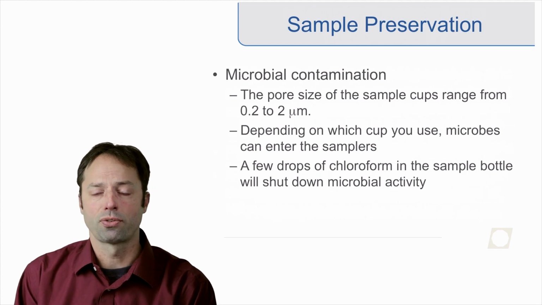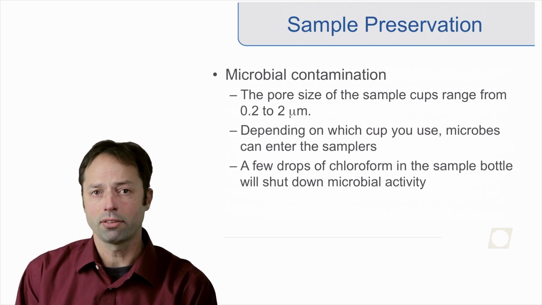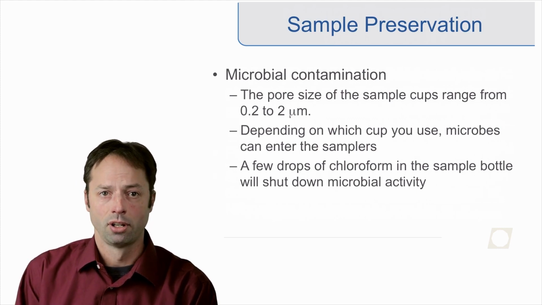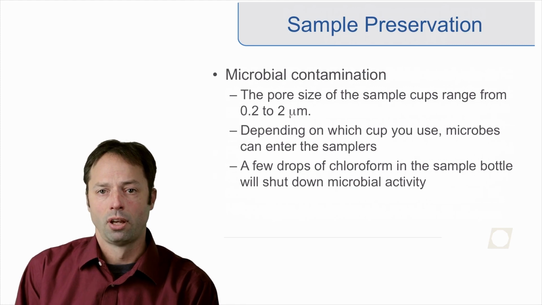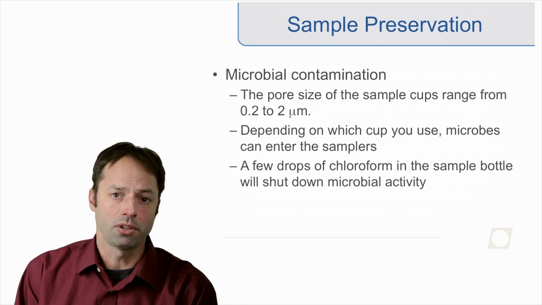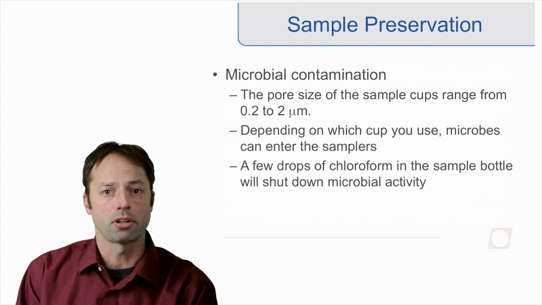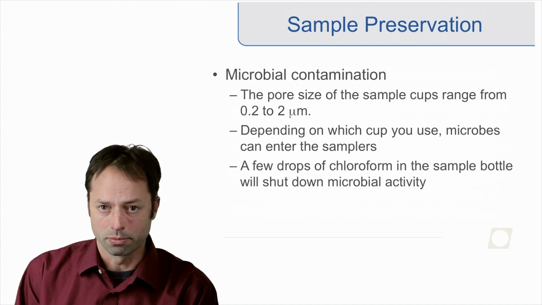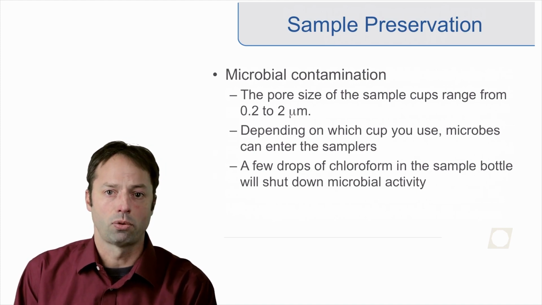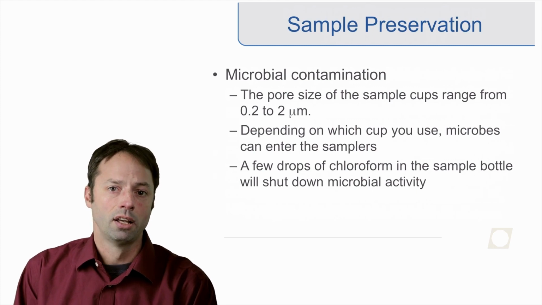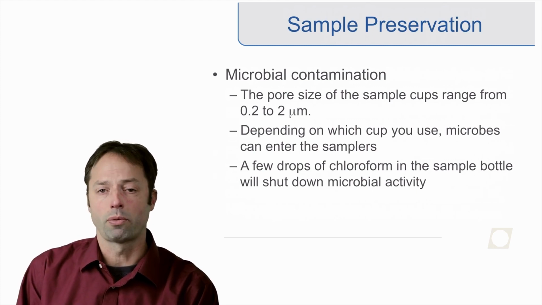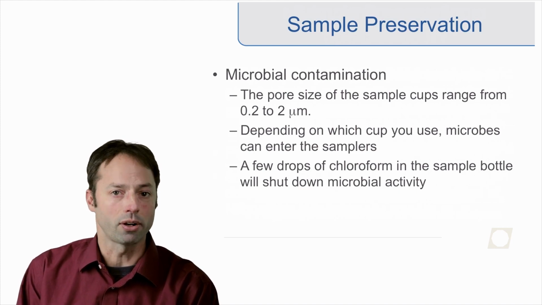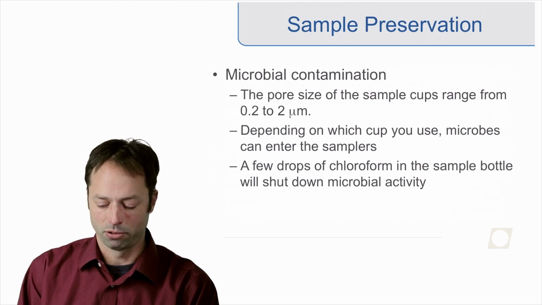So the sample cups range from anywhere from about 0.2 to 2 microns, and they can actually let some microbes into your sample jars. It depends on which cup you use. One possibility to keep this activity at a minimum if you're going to have your samples out there for a long time is to add a few drops of chloroform, and that will effectively shut down the microbes, and your sample will be kind of at a steady state. Low temperatures are also a good idea. It's why we bury our sample boxes. You don't want to create a sun-fueled incubator out there for your sample to get eaten up by microbes.